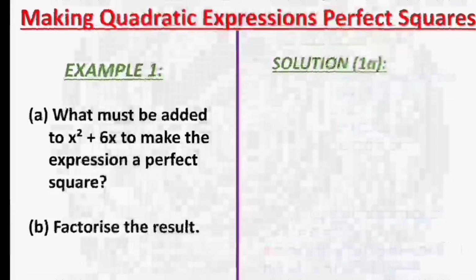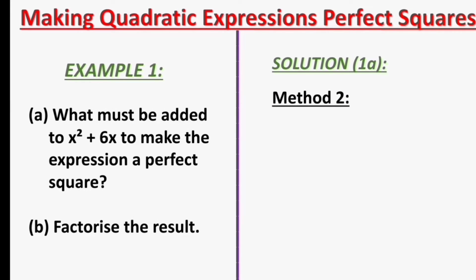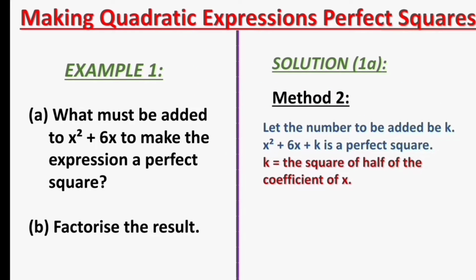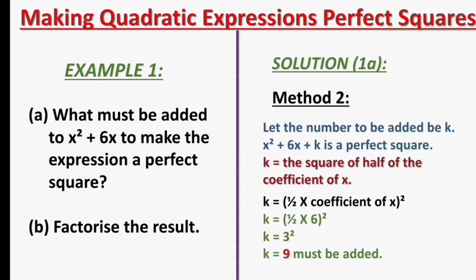Looking at the second method of how to solve question 1a, once again, let the number to be added be k. That means x squared plus 6x plus k is a perfect square. Now here is a formula for k. The formula for k is equal to the square of half of the coefficient of x. That means that k is equal to, in bracket, half times the coefficient of x, all squared. Please take note of this formula.